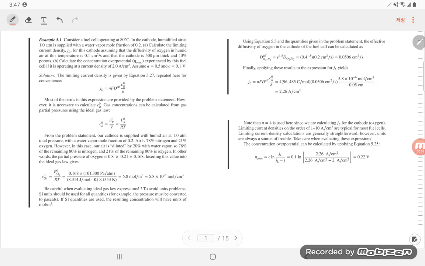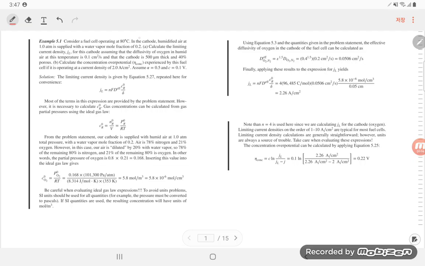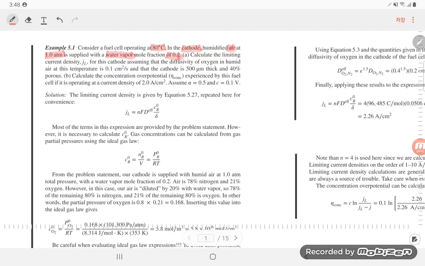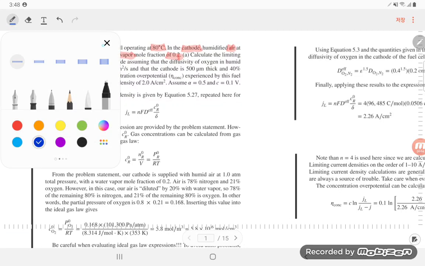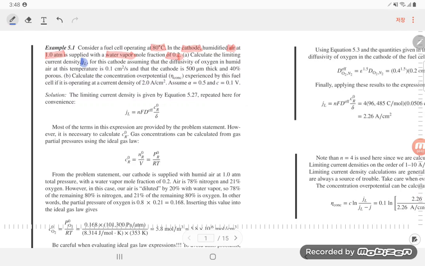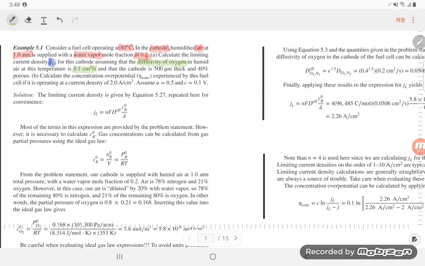Let's consider a fuel cell operating at 80 degrees Celsius. In the cathode, humidified air at 1 atm is supplied with a water vapor mole fraction of 0.2. Calculate the limiting current density JL for this cathode, assuming that the diffusivity of the oxygen in humid air at the temperature is 0.1 square centimeter per sec.